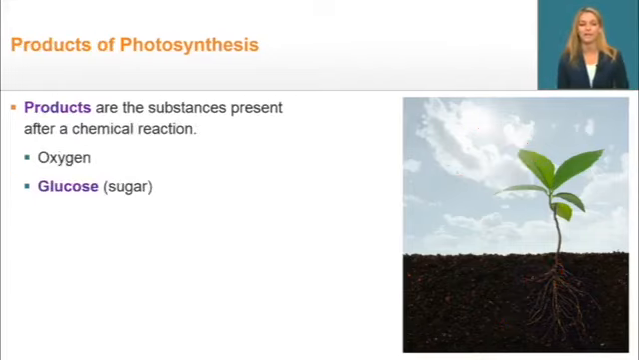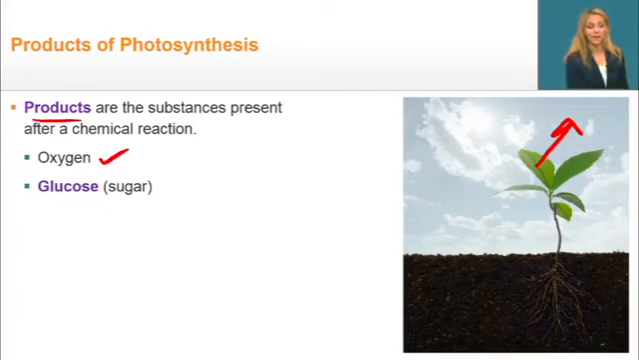Well, the process of photosynthesis results in two products, and products are the substances that are present after a chemical reaction. There are two products that the plant makes: oxygen, which is released from the leaves into the air, and the second one is glucose. And glucose, stored in the plant, is the main sugar that provides energy or food for the cells. If you eat that plant, then some of that energy is transferred to you.